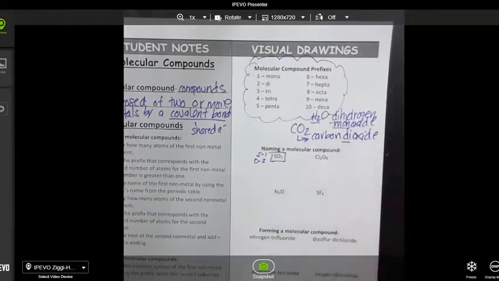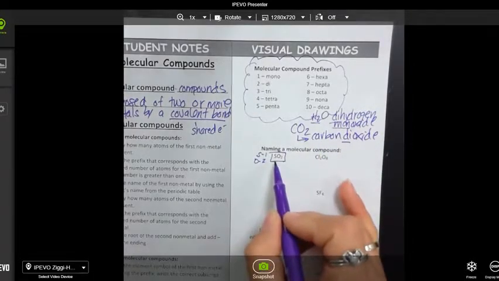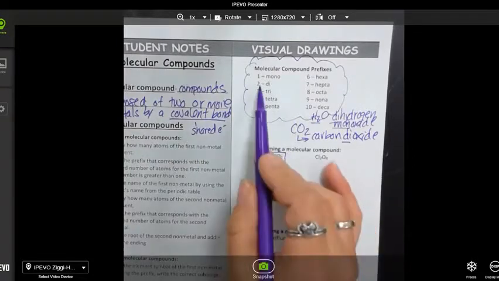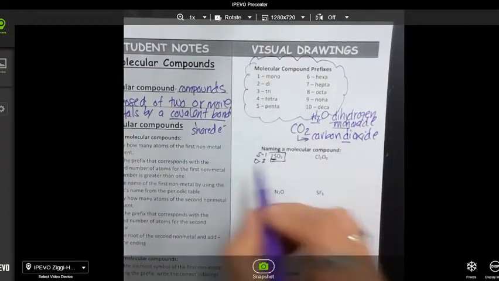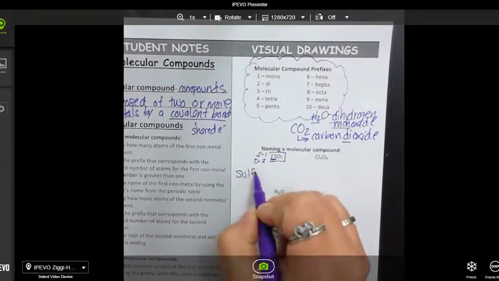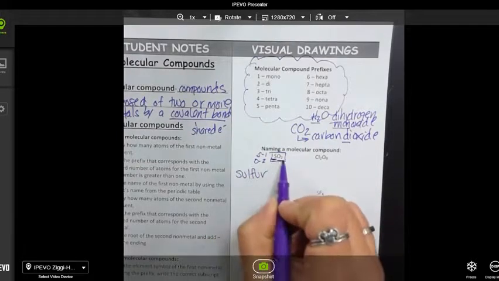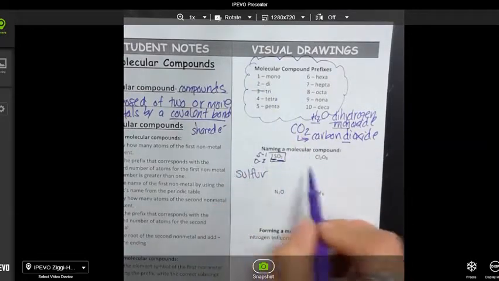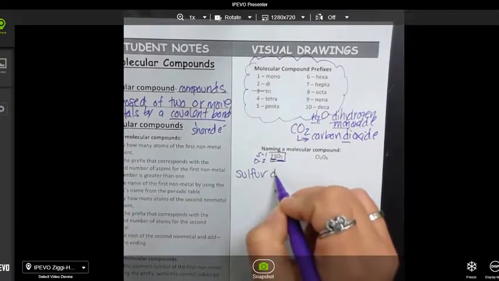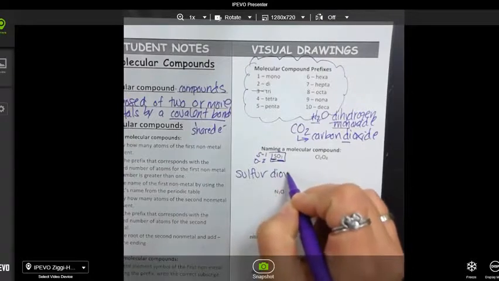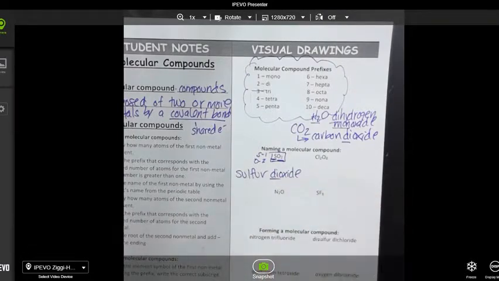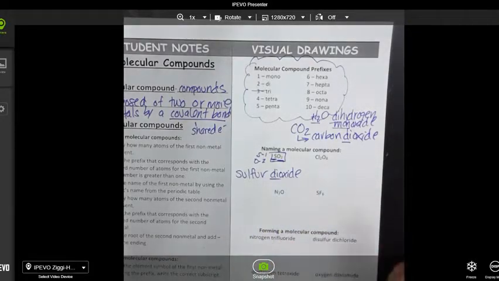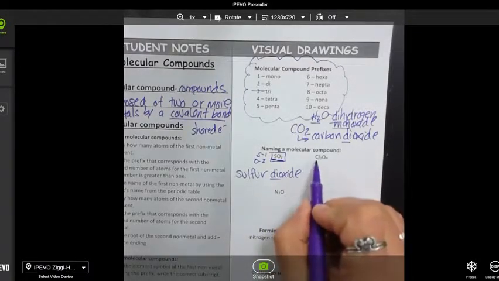So following this same pattern, how many sulfurs are there? There's 1, but since the first element is 1, I don't have to write mono. I'm just going to write sulfur. Now, since there are two oxygens, I'm going to put the prefix of di in front of oxide because this is sulfur dioxide. There's my compound. Now, I don't have to put mono here, but you're going to see later where we are going to need to add a mono.